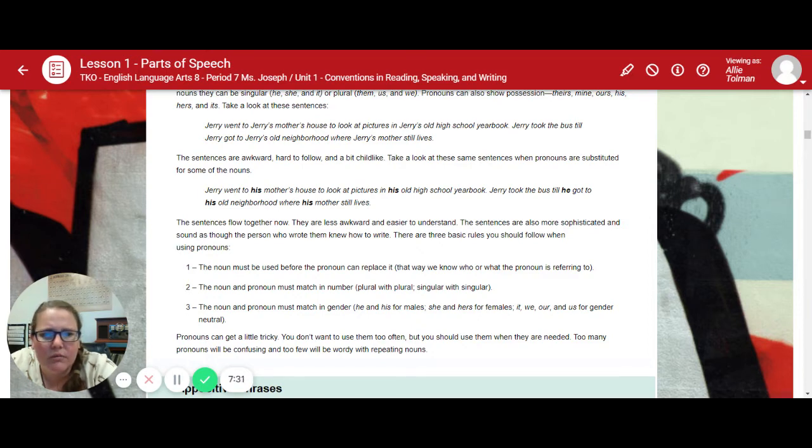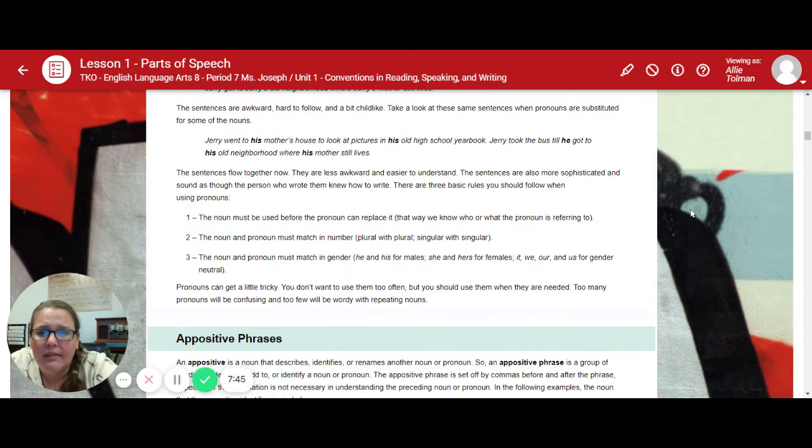There are 3 basic rules you should follow when using pronouns. Number 1. The noun must be used before the pronoun can replace it. That way we know who or what the pronoun is referring to. Number 2. The noun and pronoun must match in number. Plural with plural, singular with singular. Number 3. The noun and pronoun must match in gender. He and his for males, she and hers for females, it, we, our, and us for gender neutral.